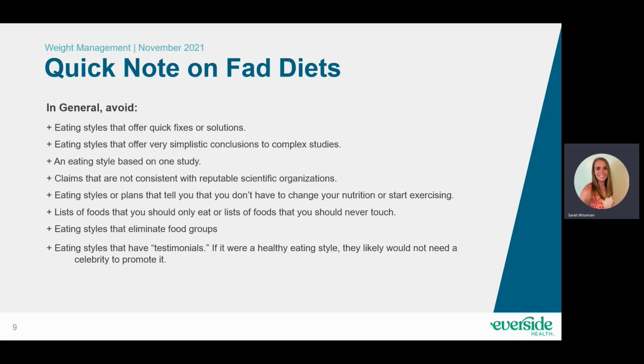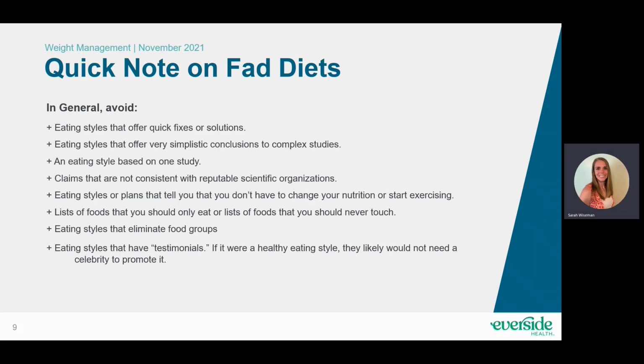So if you're cutting out nutrients for a specific eating style, make sure you know how you're going to get these nutrients in. There are some other things to keep in mind when you're considering an eating style too. In general, try to avoid eating styles that offer quick fixes or solutions or promise rapid weight loss. Also avoid eating styles that offer simplistic solutions for complex studies. In other words, if they're saying, hey, this study is just saying that you need to eat more bananas, that's too simple of a conclusion for that complex study.